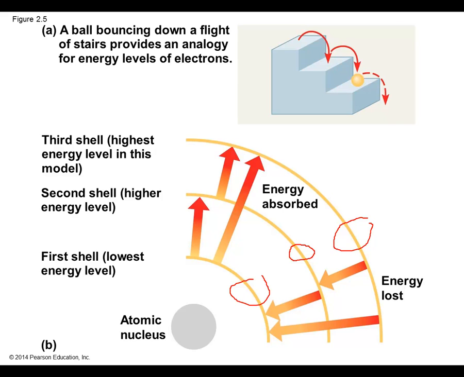An electron can change shells, so it can move from shell to shell, but only by absorbing or losing an amount of energy equal to the difference in the potential energy between the old shell and the new shell. So if you move from this shell out further to higher potential energy, you require energy for that to happen. If you move from a higher shell to a lower shell, you're going to lose energy in some form, usually thermal energy.